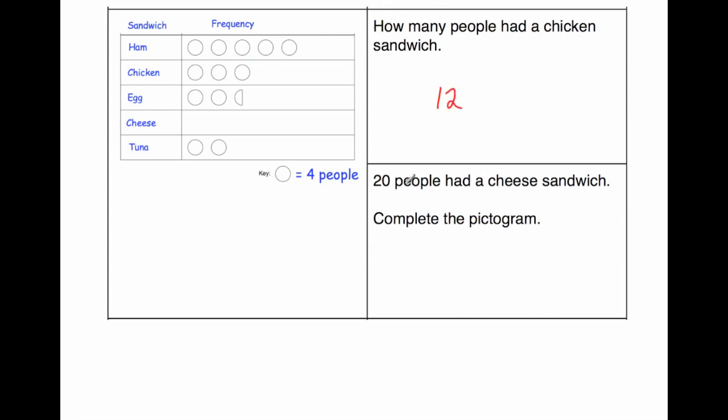The next question says 20 people had a cheese sandwich. So we want to complete the pictogram, so we've got to draw the circles in here. Now we want 20 people, but each circle's worth 4, so if we do 20 divided by 4, that's going to be 5. So we need 5 circles, and they're complete circles. So that's 4, 8, 12, 16, 20.